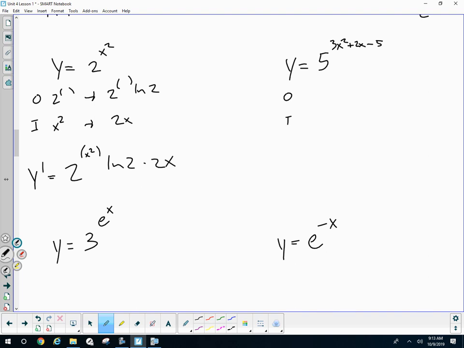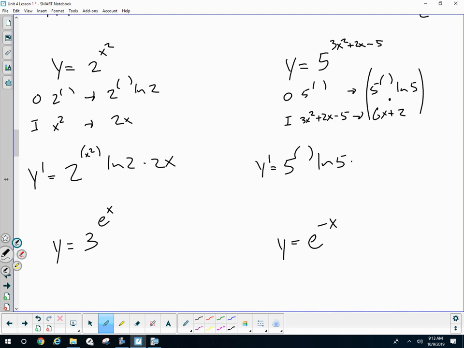Something even more intense. Now I have 5 to the power, and the inside would be this long power. The reason why I show you this is to remember to multiply with the chain rule. A lot of us like to add, but the chain rule is multiply by the derivatives of the composed functions. So multiply these together, which means you need to have the 6x plus 2 in parentheses. And then this power is the 3x squared plus 2x minus 5. Let's write it in like that.